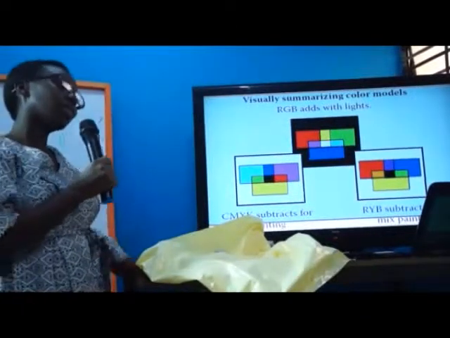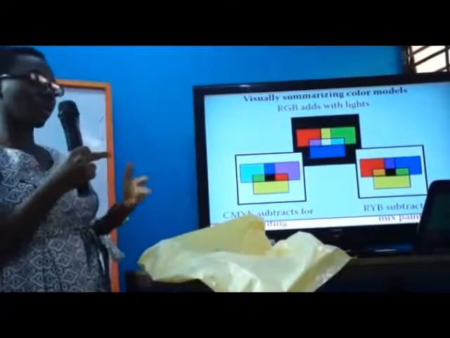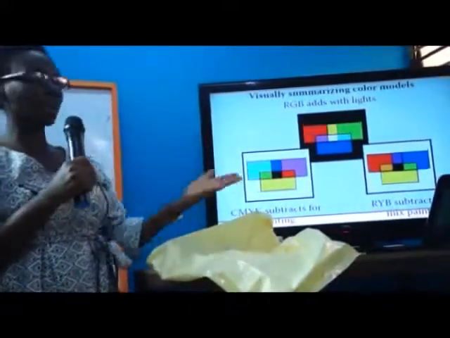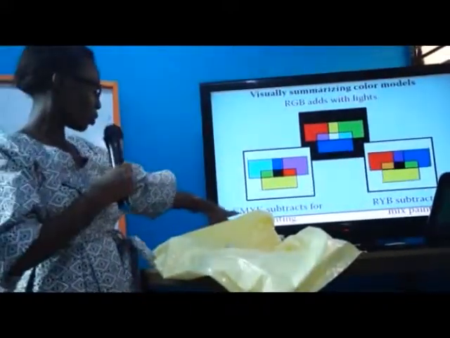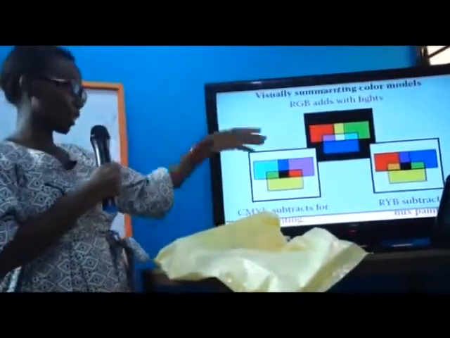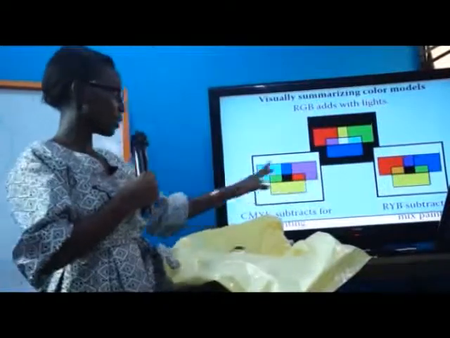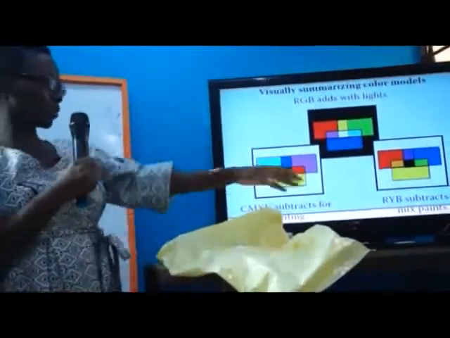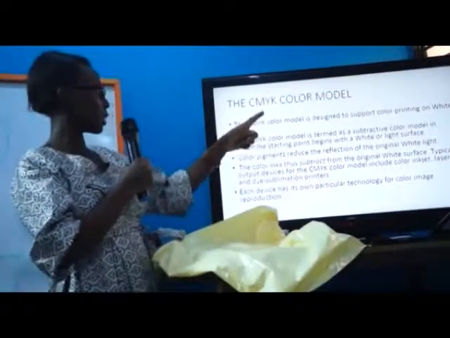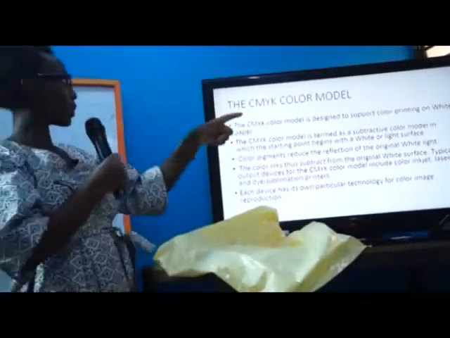In printers, it's the mode of work, the way printers bring out what they print. If you put a paper in a printer, it's going to use this mode to subtract colors and everything to achieve what you want to print and bring out the color. RYB, that's red, yellow, blue, subtract to mix paints. So the CMY color model is designed to support color printing on white paper.